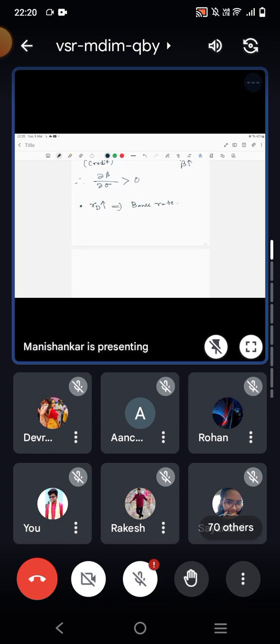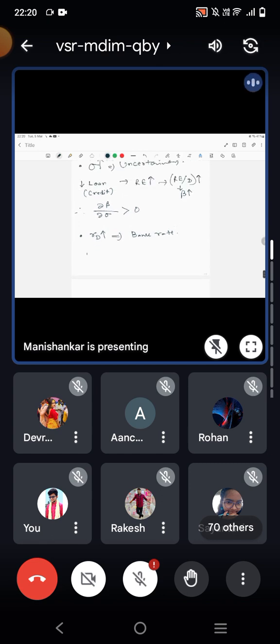Total reserve amount rises. So when their reserve rises, that time their reserve deposit ratio also rises. That means beta rises. So del beta by del RD, that is also greater than 0. Simple.